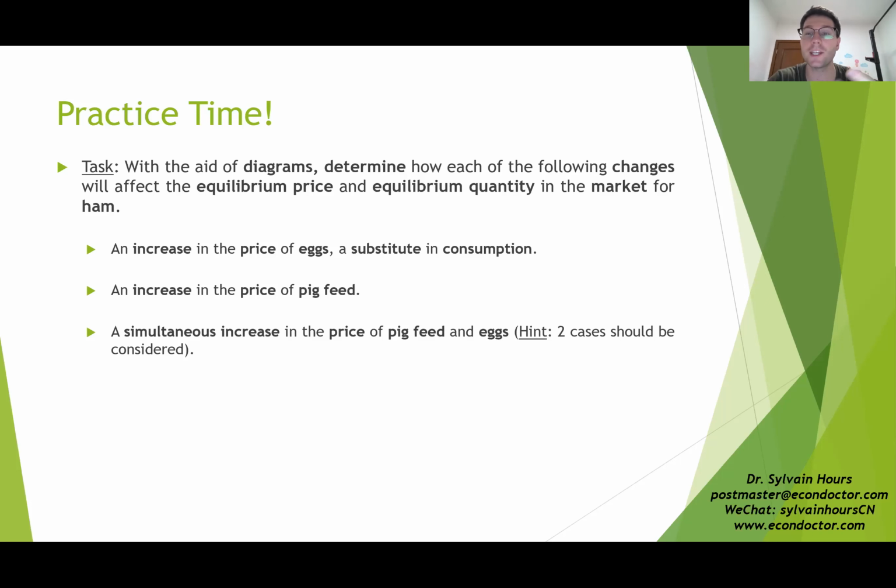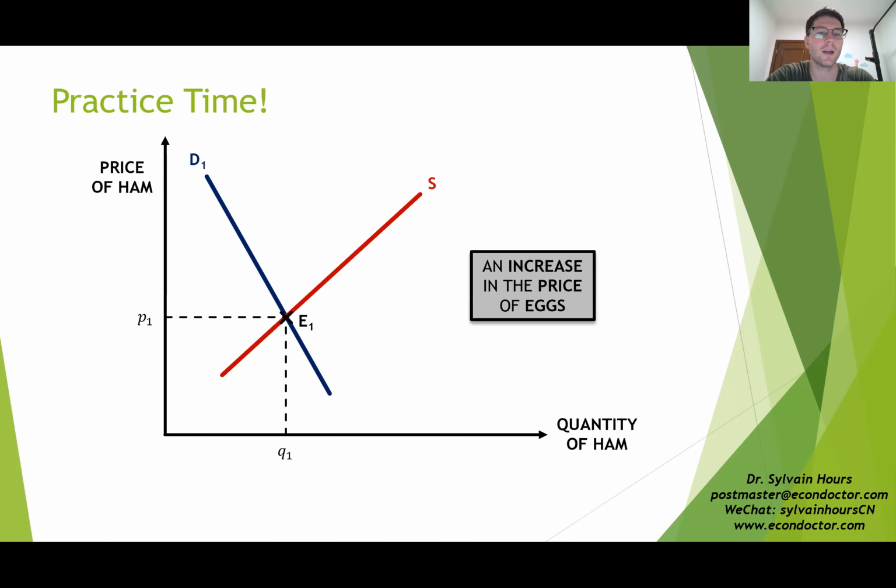And then you have 2 changes at the same time. That's the last case. An increase in the price of pig feed, so it's going to decrease supply. An increase in the price of eggs is going to increase the demand for ham. And of course, at the end of the day, the price will go up for sure, but the equilibrium quantity could either go up or down.